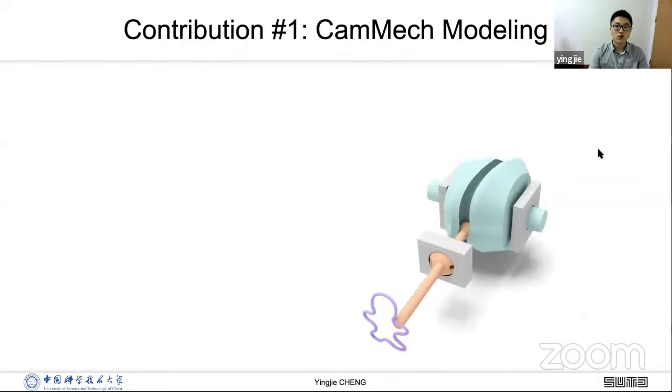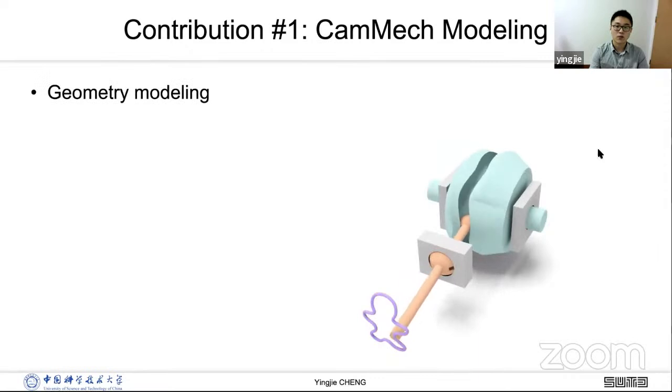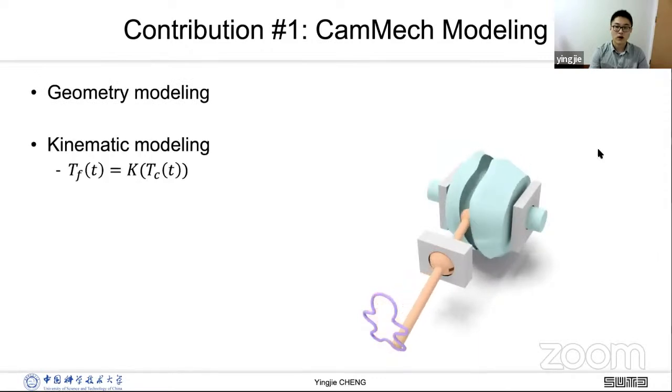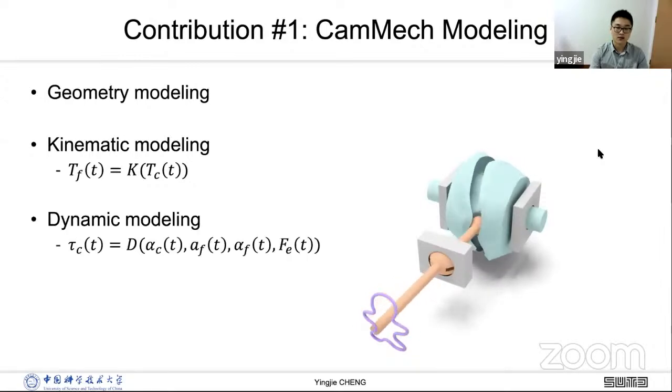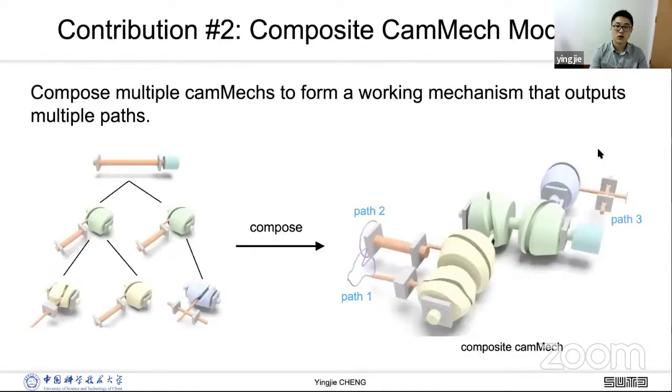In all, our first contribution is modeling a single CamMech. We parameterized the geometry of this CamMech from the analytical equations to model its kinematics and dynamics. A single CamMech can only output a single path.